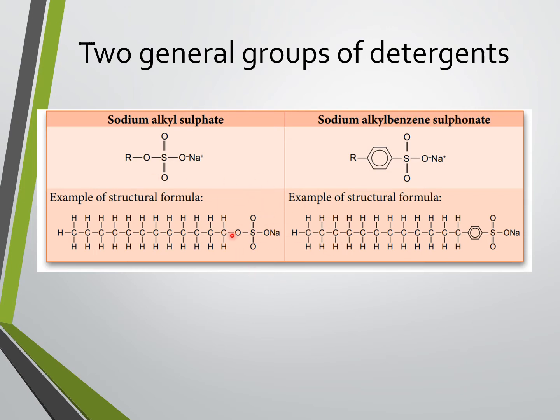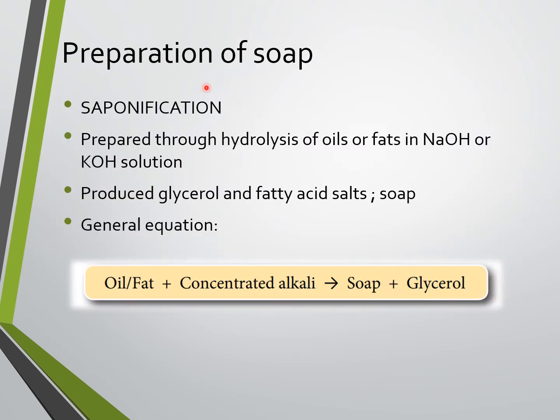Okay, watch and learn the structure. That's all. Okay, preparation of soap. The process to prepare the soap, we call it saponification. Please memorize the spelling and the pronunciation, saponification. It is prepared through hydrolysis of oils or fats in sodium hydroxide or potassium hydroxide.